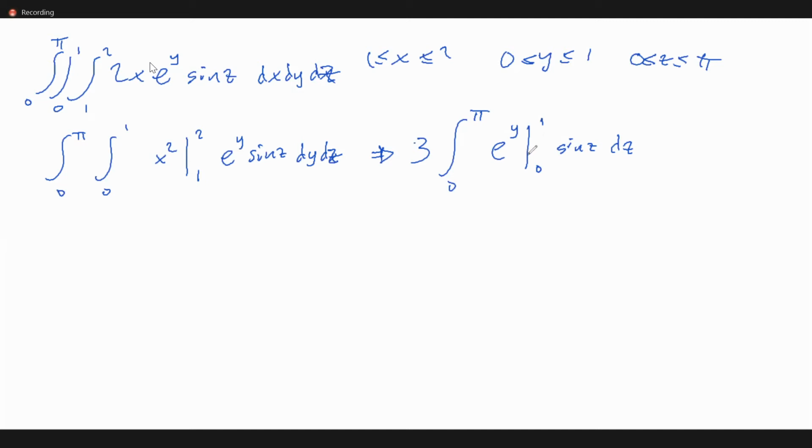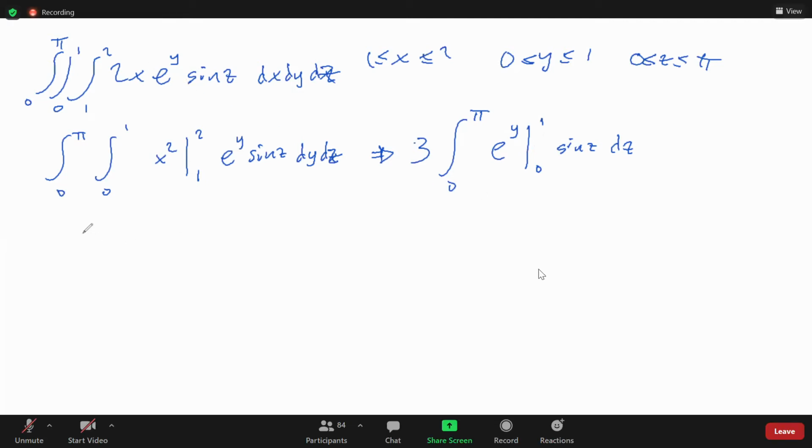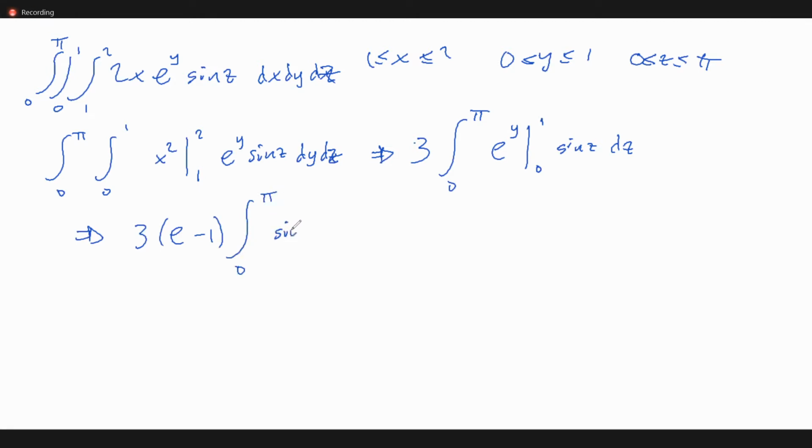Power of 0, which is 1. Again, it's a constant, so we can take it out of the integral so that we have 3e minus 1 times the integral of sine z dz between 0 and pi, which gives us 3e minus 1 times negative cosine z between 0 and pi, which gives us 1 minus minus 1, which is 2, from which 6e minus 1.